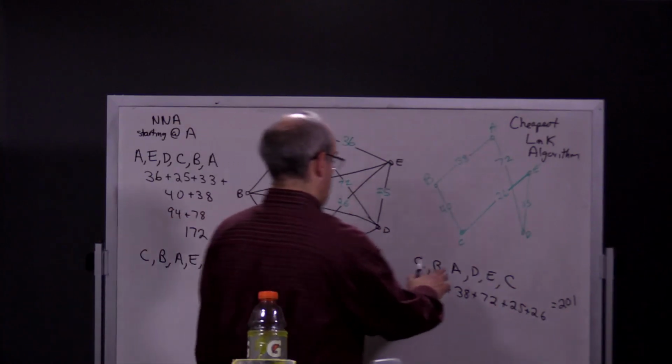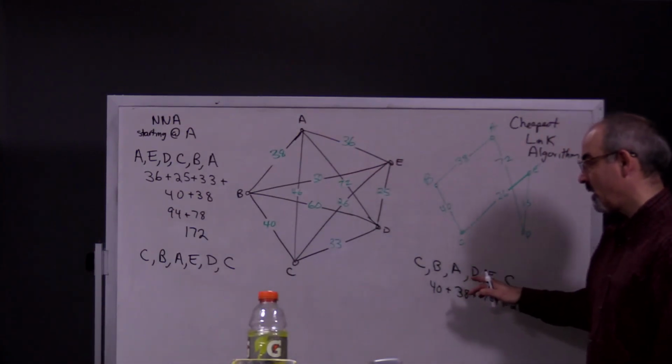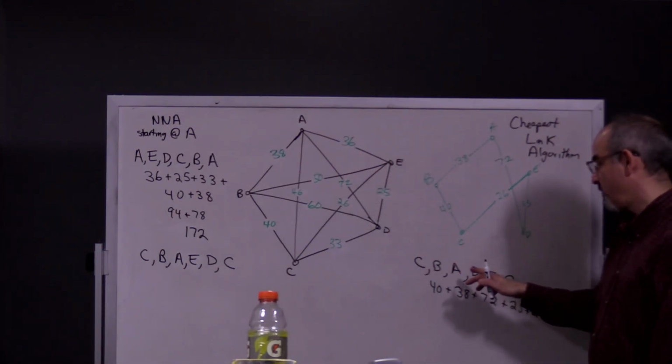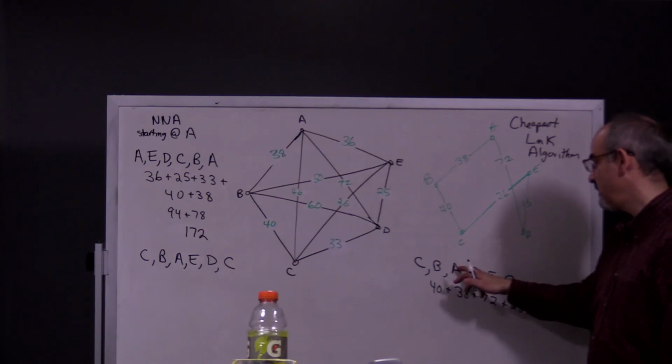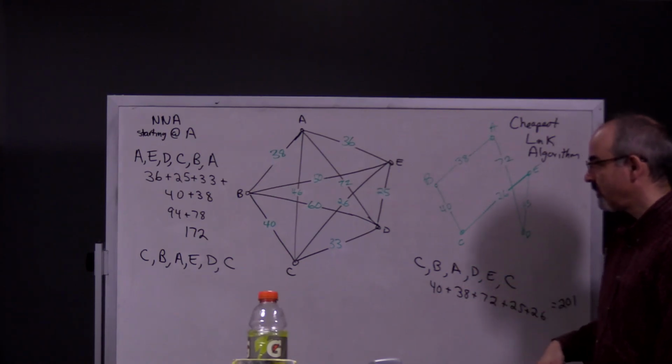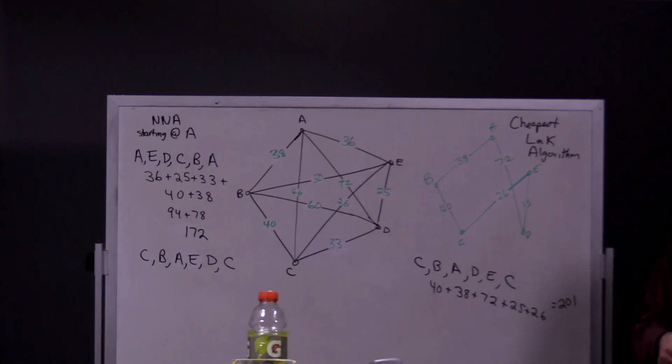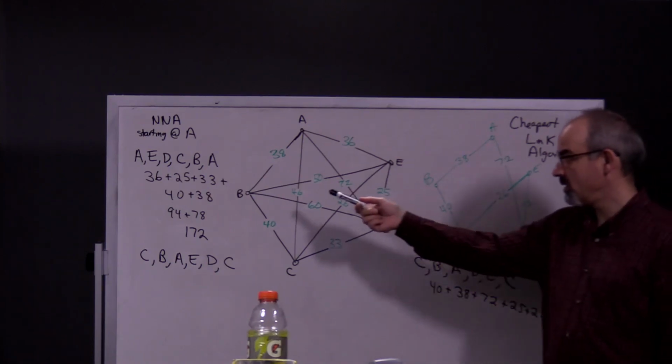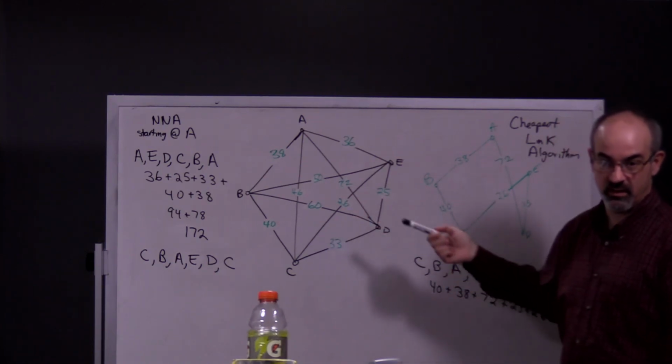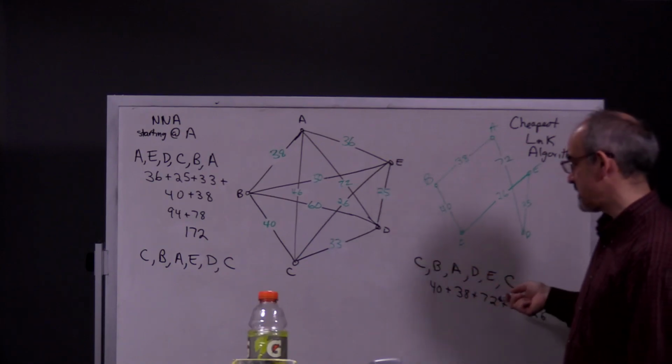It's pretty similar to this, except in the nearest neighbor one we go from A to E. Here we go from A to D. So the nearest neighbor algorithm starting at A winds up being a much better approximate algorithm in this example.